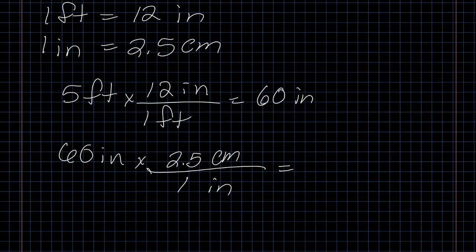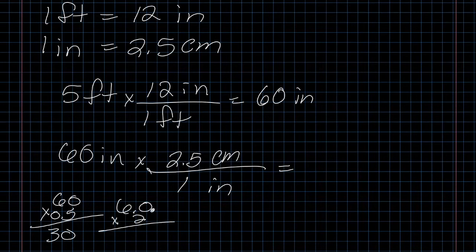I don't have that one memorized, so let's just do it on pencil and paper here. 60 times 1/2 is the same thing as divided by 2. And that's 30, and 60 times 2 is 120. And then we're just going to add those two together to get 150. So it's 150 centimeters.